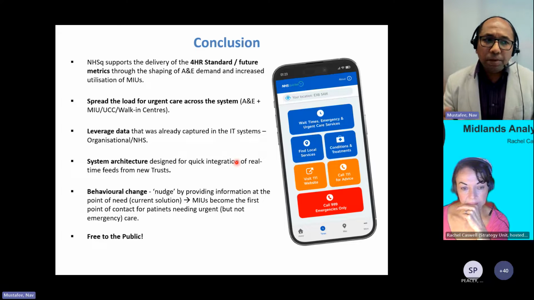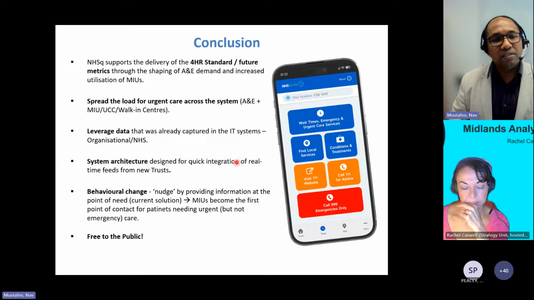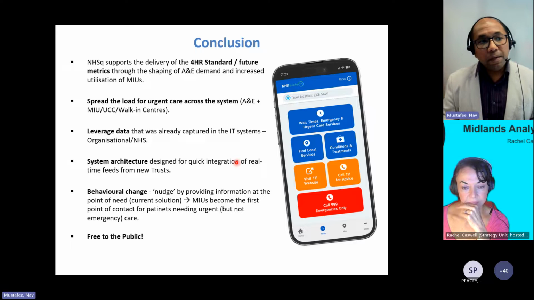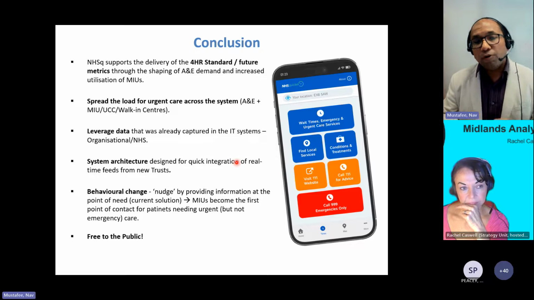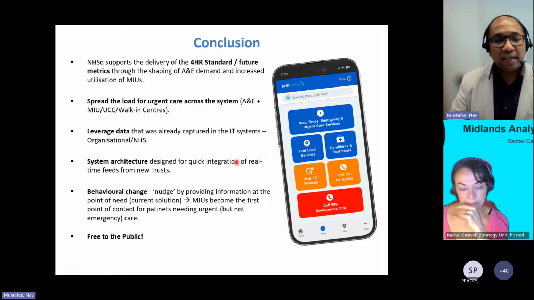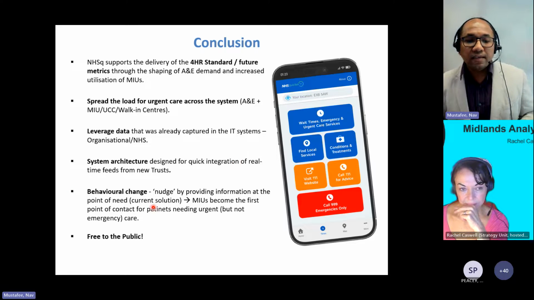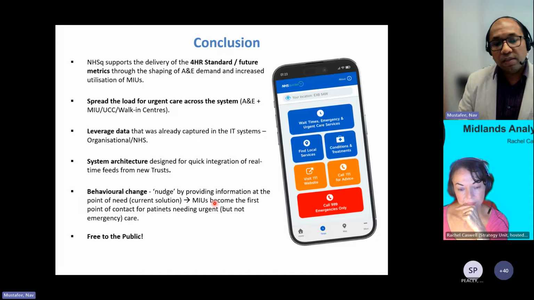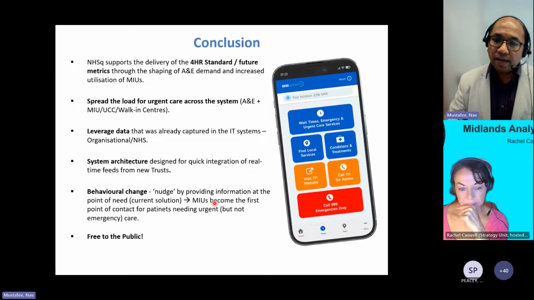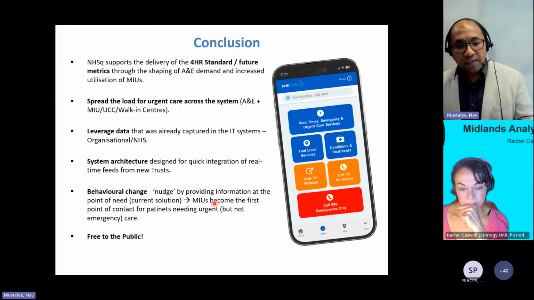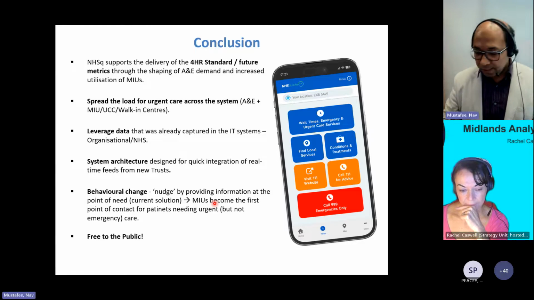And indeed, most people working in the healthcare system, in the A&E departments and all, already know that. But maybe those who are not in the NHS don't draw that link or know about the existence of certain centers where they can go to. So this is what I'm saying, that in the long term, it is more about the change in behavior, even without the support of the app, that people understand the kind of condition they need and make appropriate choices. And finally, of course, this is free to the public.